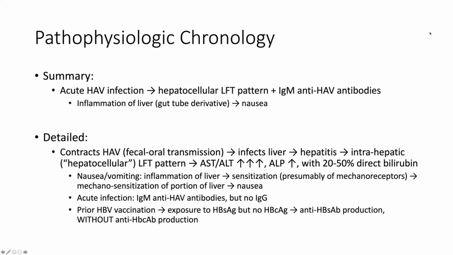So let's go through the pathophysiologic chronology. The summary is that from fecal-oral transmission, he's got an acute hepatitis A infection that leads to, and we'll talk about the different patterns, a very clear hepatocellular LFT pattern, sometimes called intrahepatic. Because it's an acute infection, it's IgM and not IgG. He's got inflammation of the liver, and anytime you have inflammation of the liver or basically the gut tube or any of its derivatives, so liver, gallbladder, appendix, or pancreas, it's possible to get nausea. We'll talk about the detail later, but that's the big picture summary of what's going on.